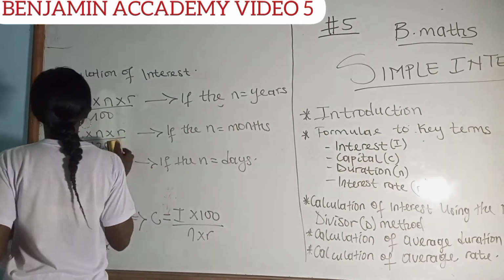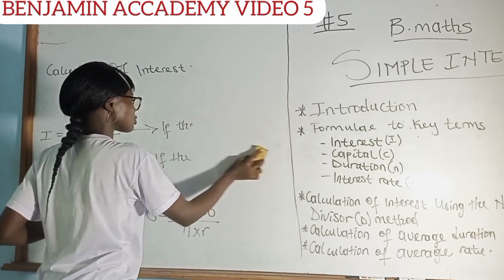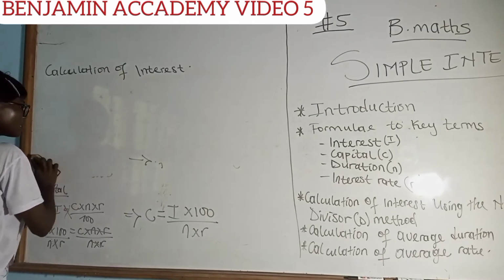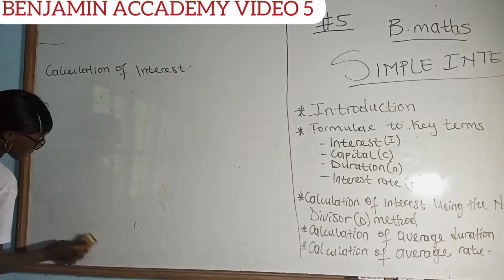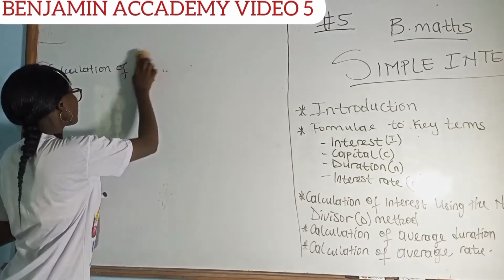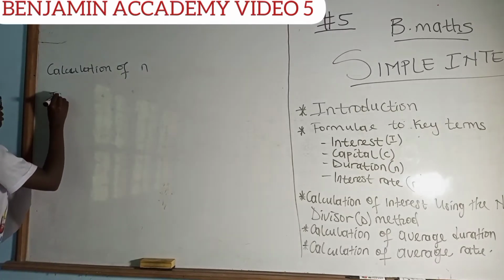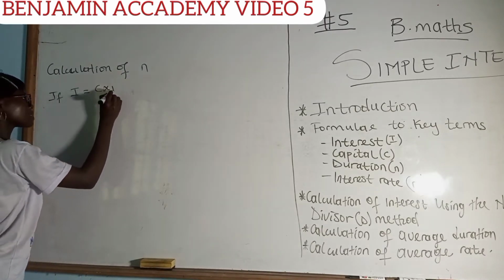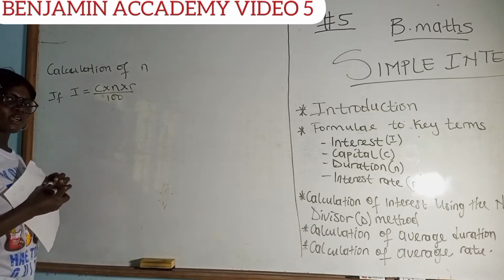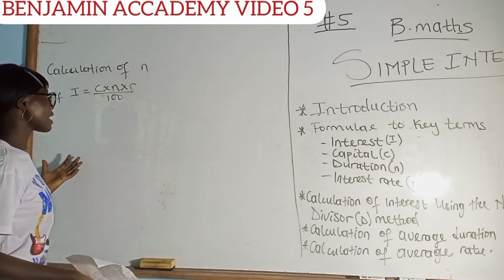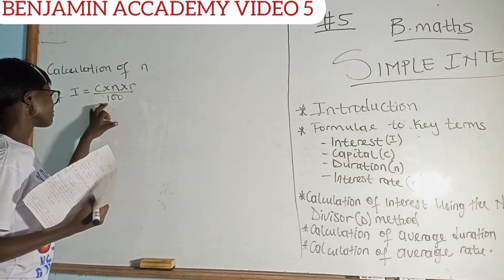Now we are going to look at the calculation of duration. How can we get our duration if interest is given, the capital is given, and the rate of interest is given? Calculation of N. We say if interest is equal to C times N times R divided by 100, you will divide it depending on what you're being asked in the question. If they say calculate the duration of the investment, if the duration was done yearly, you divide it by 100.